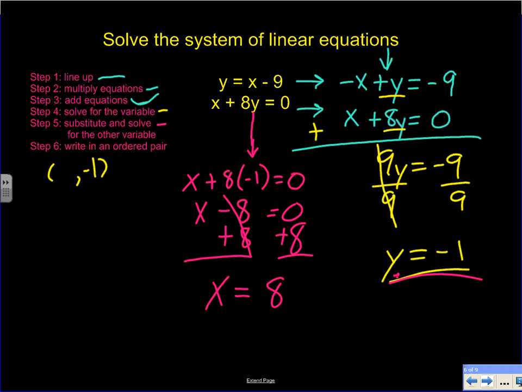There you go. So since x is equal to 8, we write that into our ordered pair, which completes step number 6 for us. So we know that these two equations, this system of equations, is going to intersect, is going to cross at that point right there, 8, negative 1.